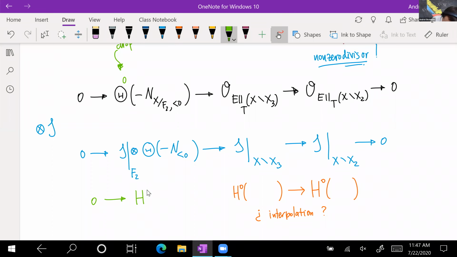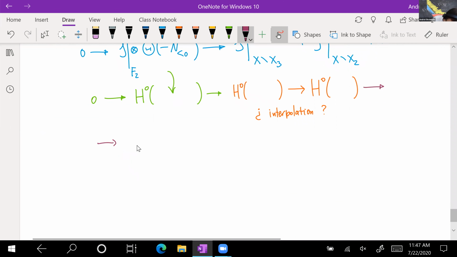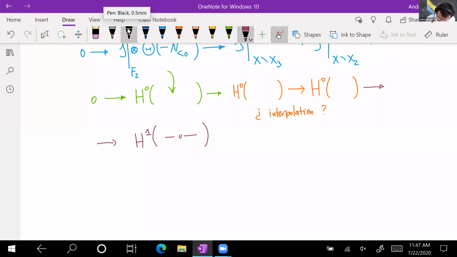And to control that, there's an H naught of this piece, and there's an abstraction that goes to H1 of the same piece. And the whole discussion of these degrees and so forth was that this object here is a degree 0 line bundle.